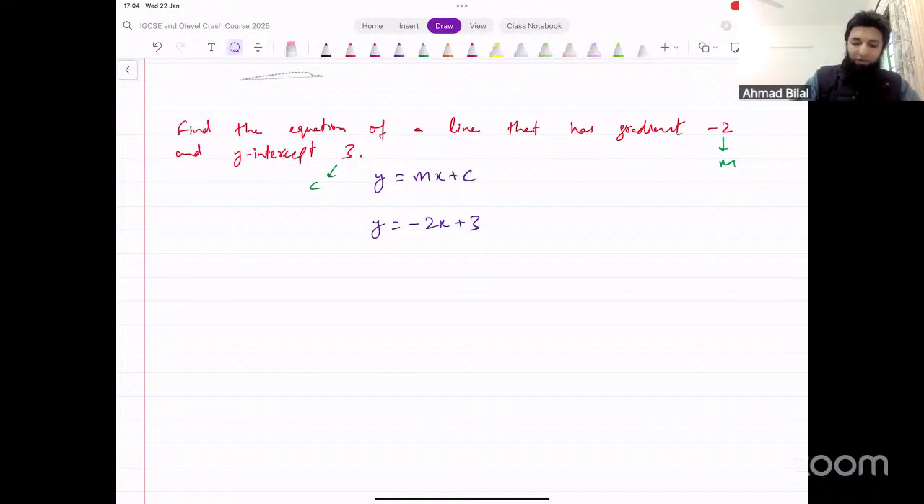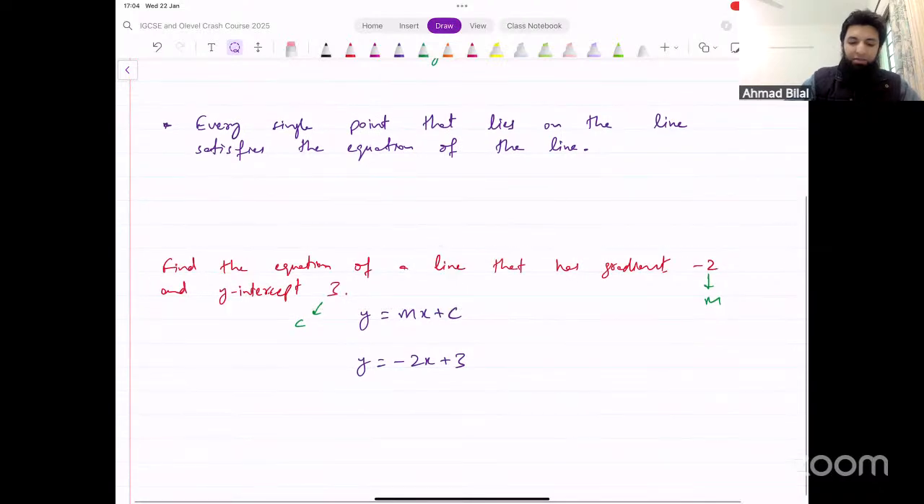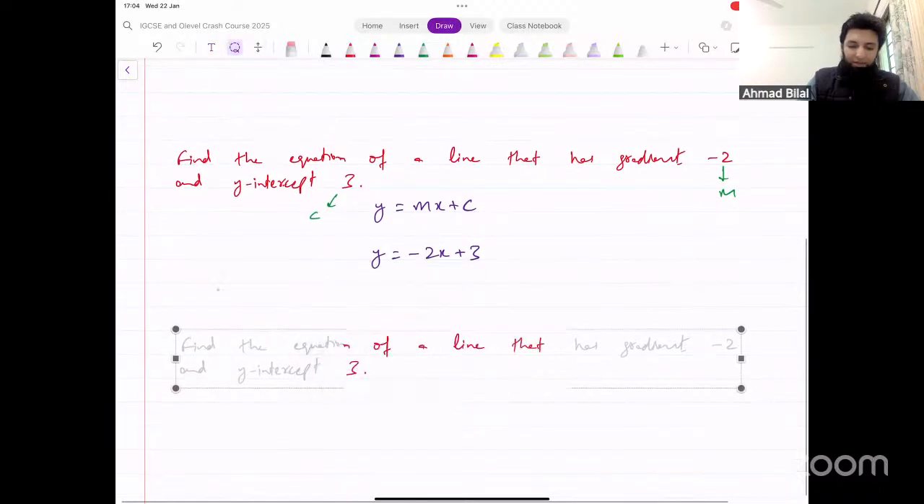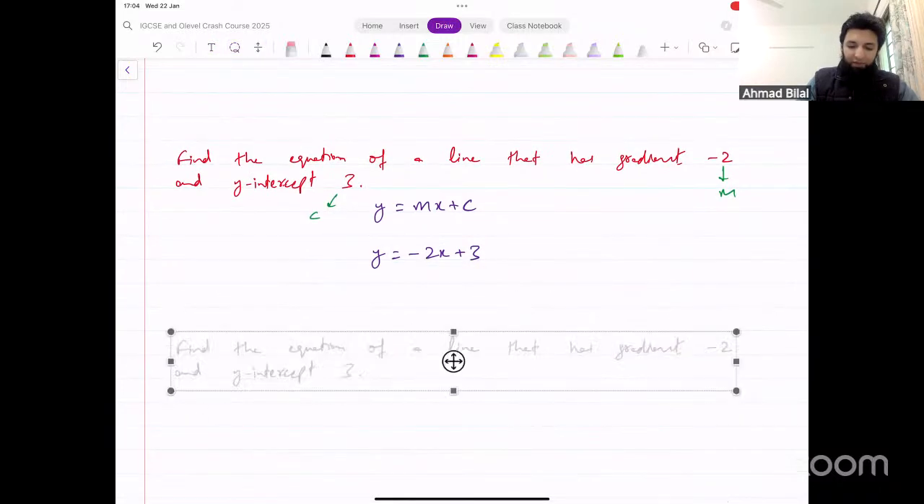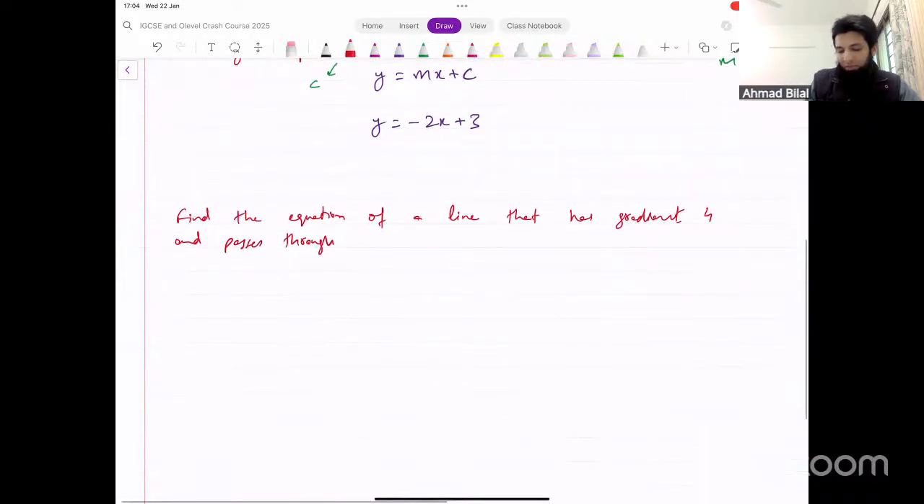What if you had something that was slightly more complicated? So for instance, instead of telling you the y-intercept, what if they told you about any other point on the line? So what if you had something like this? We had to find the equation of a line that has gradient, let's say 4, and it passes through a point which is -2 and 5.